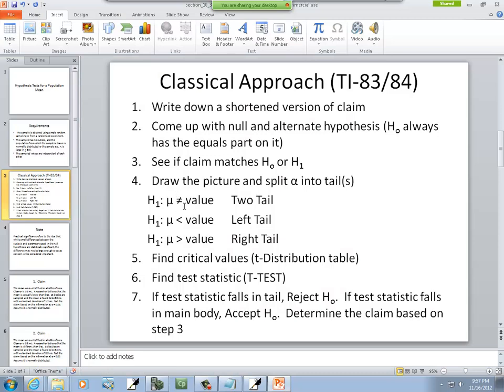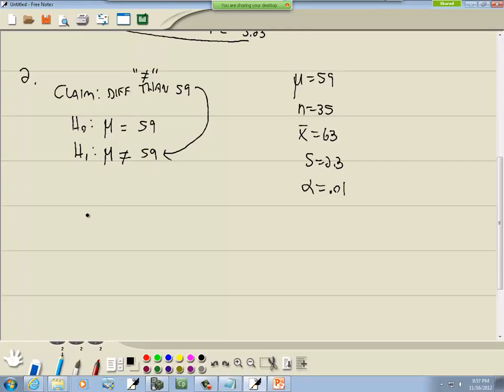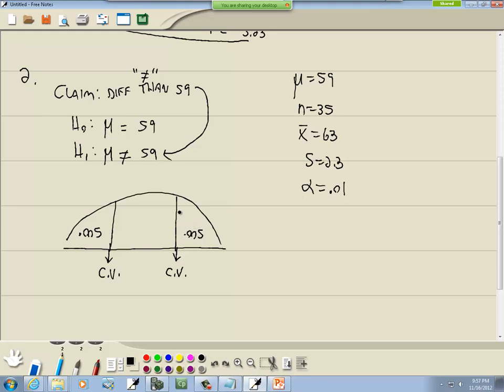Step 4, draw the picture. Not equal to on H1 says we're going to have two tails. So we're going to have a critical value here. We'll have a critical value here. Now we want to split our alpha into our tails. Alpha is 1%, 0.01. If you take that and put in your calculator, 0.01 divided by 2, you get 0.005. Like that. Now if 1% is in the tails, then that means we have 99% in the main body.